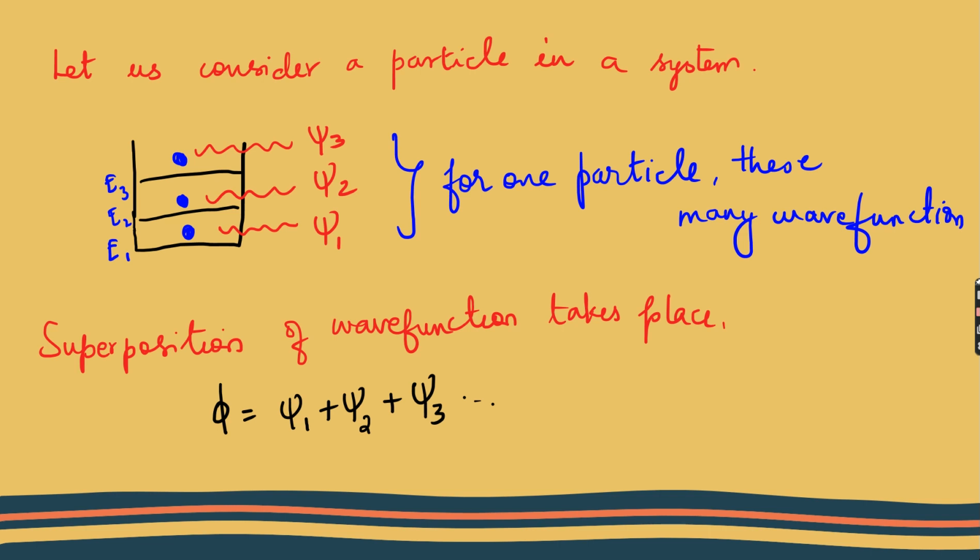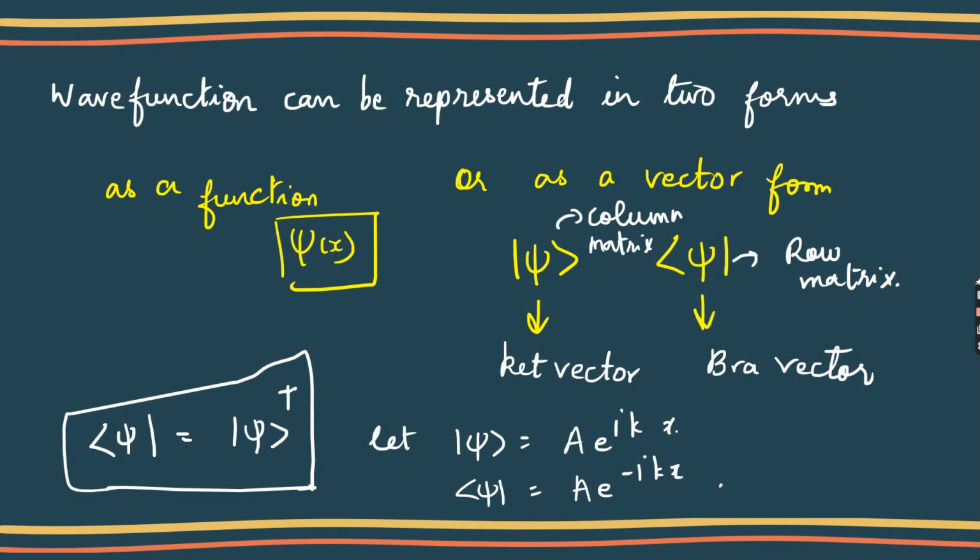So I can say that after measurement, my wave function gets collapsed. But before measurement, my wave function will be a superposition of wave functions. It might be confusing, but please write those notes and also read in any quantum mechanics book. It will be helpful.